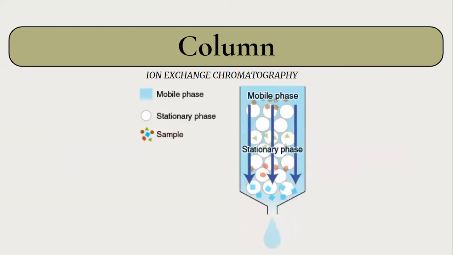So this is a diagram of what the column should look like during ion exchange chromatography. As you can see, the mobile phase is this liquid back here. This is going to be the buffer, like I said before. We also have the stationary phase as these round solid circles. These circles are going to be covalently bound to the sample molecule, which you can kind of see back here. You can see that they're sticking to them. The liquid is just going to flow down the column, and it's going to contain the charged molecule in there.